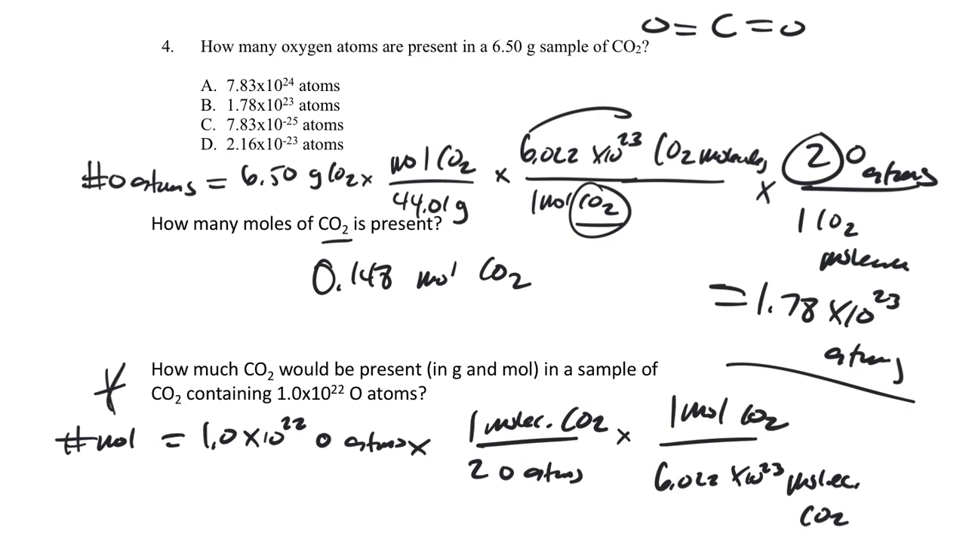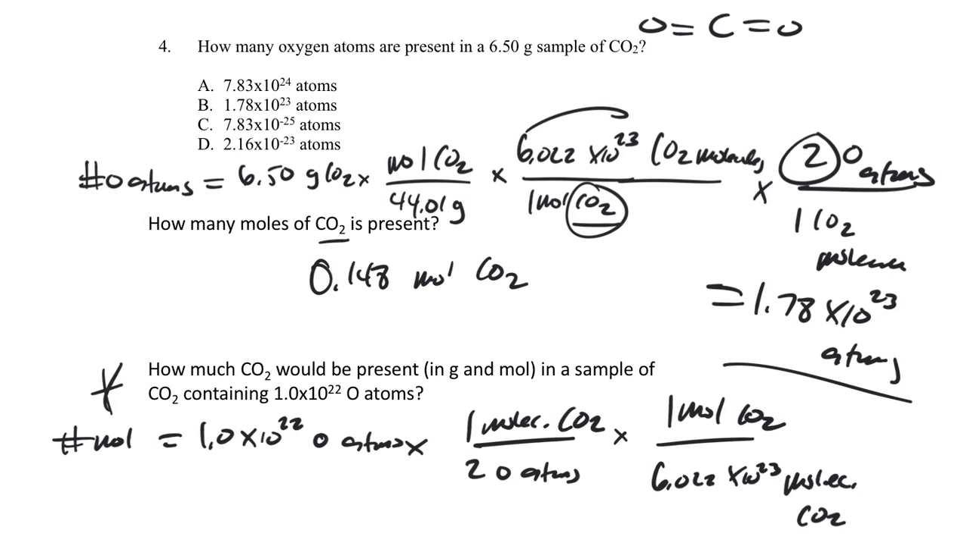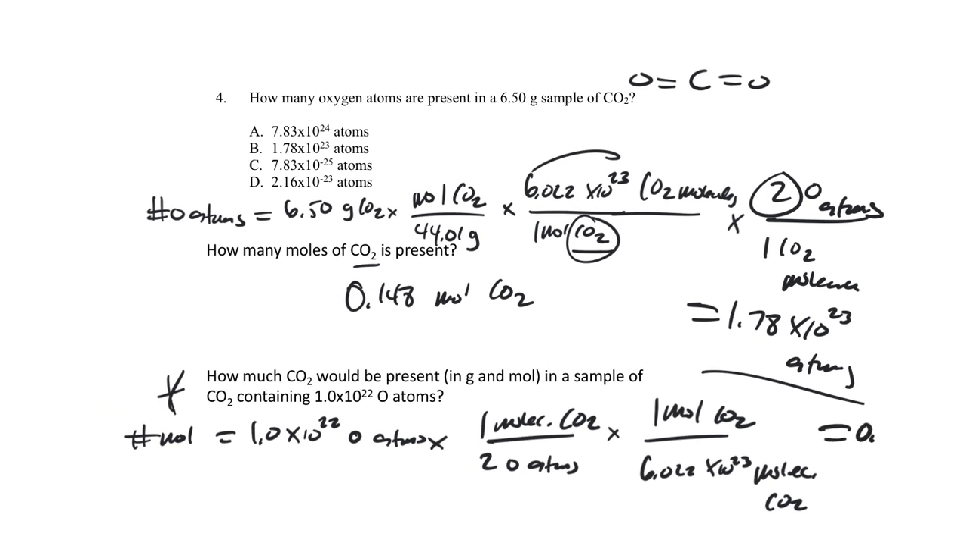So if we hit enter here, 1 E22 divided by 2, so it'd be 5 times 10 to the 21 molecules of CO2, divided by Avogadro's number. It's 0.0083 moles of CO2.